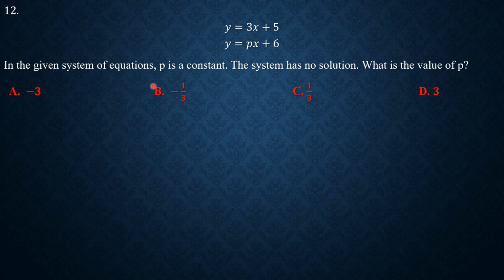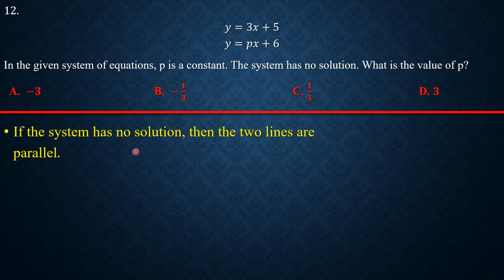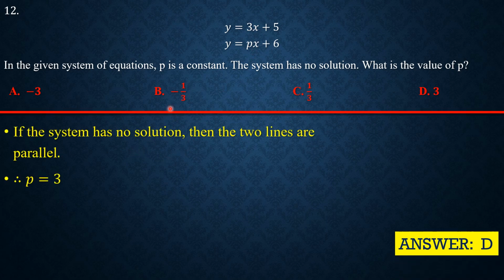In the given system of equations, P is a constant. The system has no solution. What is the value of P? Oh, if the system has no solution, then of course these two lines must be parallel, so they must have equal slopes. So P must be 3. So perfect. Our answer is D.